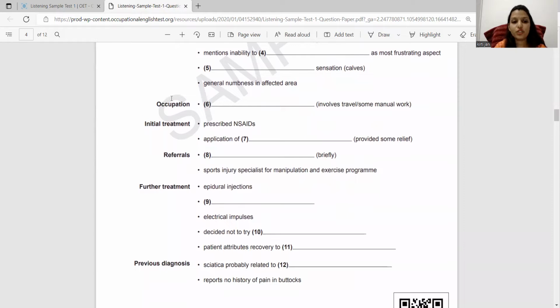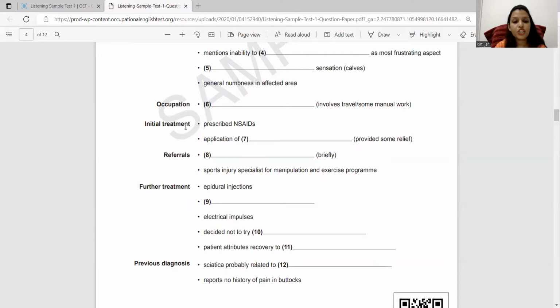Let's go to occupation. They will not speak exactly as it is given. They can use paraphrasing statements like job description or job or work, something like that. Dash involves travel or some manual work. So you need to predict what kind of job involves travelling and manual work. Okay, so you can predict a travel manager or travel agent, something like that.